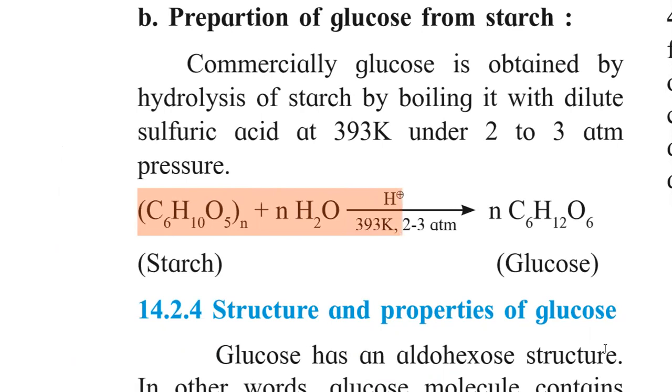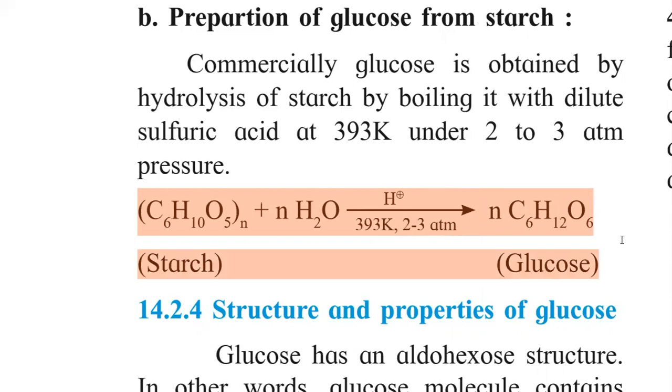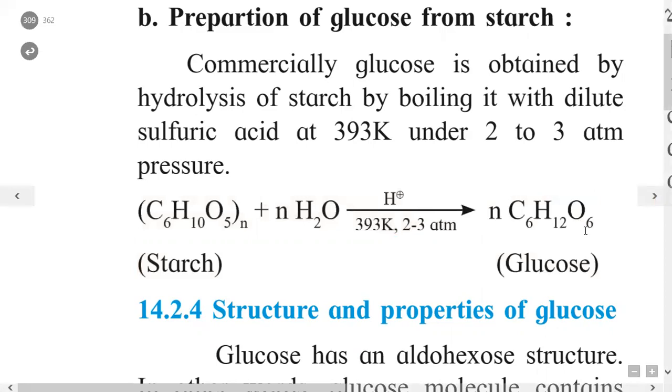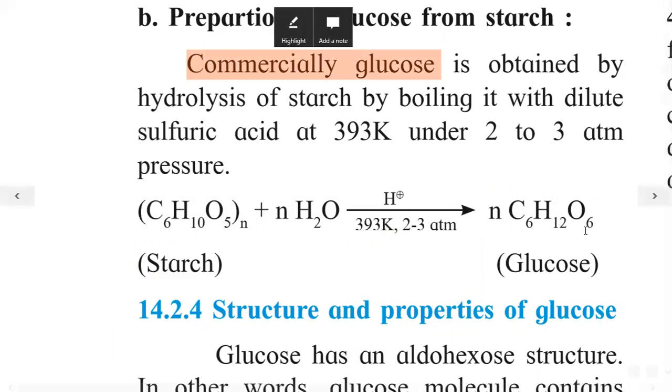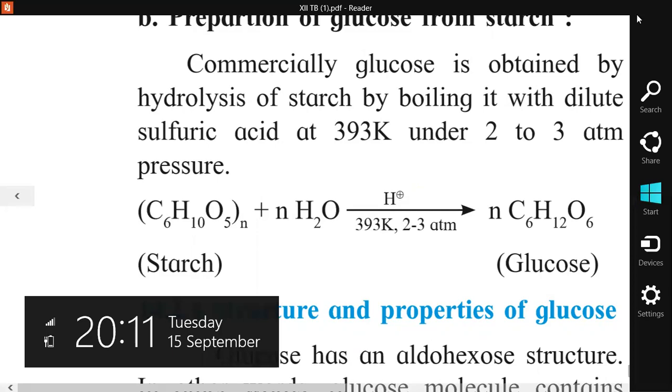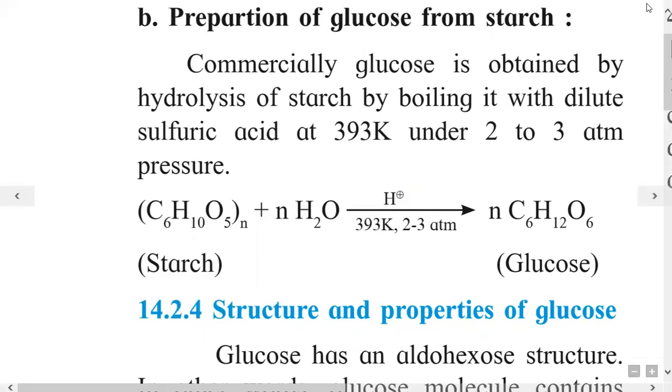This hydrolysis takes place in the presence of dilute sulfuric acid. The temperature condition required is 393 Kelvin and 2-3 atmospheric pressure. Then we get n molecules of glucose. Here we will get glucose only, and therefore we get glucose in large quantity. Hence it is a commercial method for the preparation of glucose.